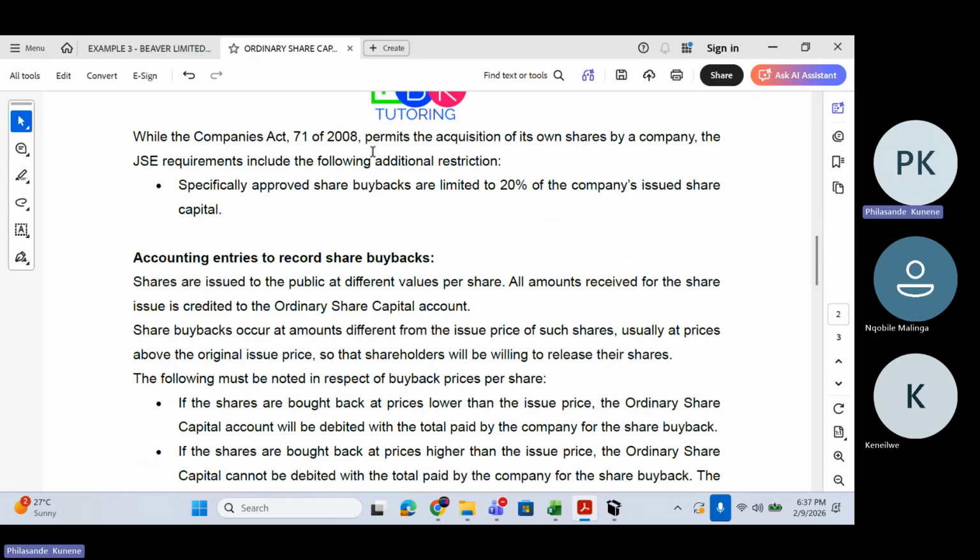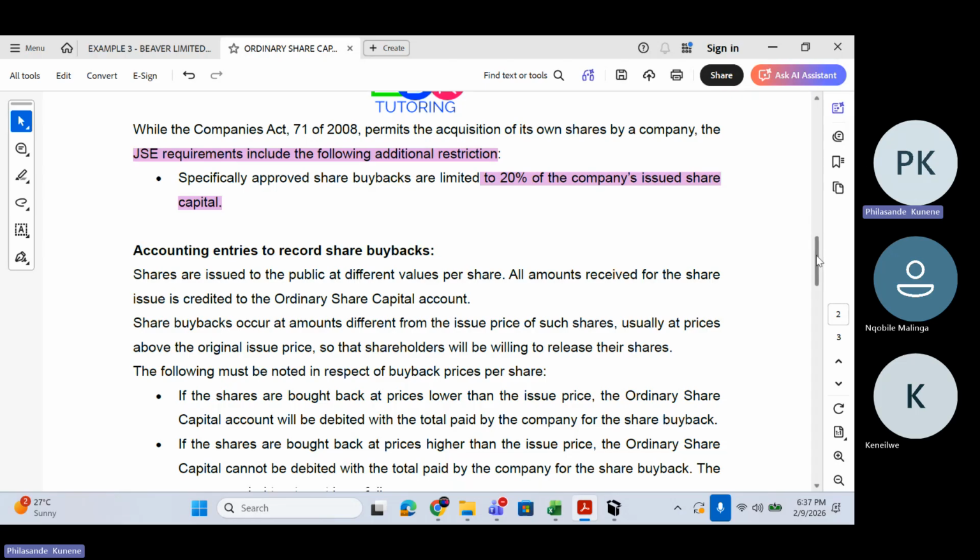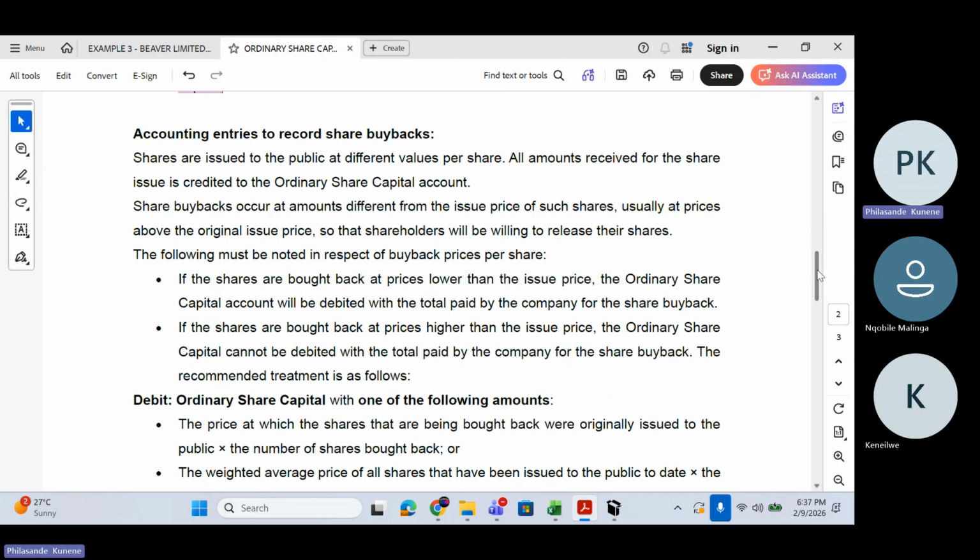While Companies Act 71 permits the acquisition of its own shares by a company, the JSE requirements include the following additional restriction. Specifically approved share buybacks are limited to 20% of the company's issued share capital, which means you cannot buy back all the shares that you have issued. You can only buy back 20% of the shares that we have issued. That is the JSE requirement. But these things are not that important for us at the moment.